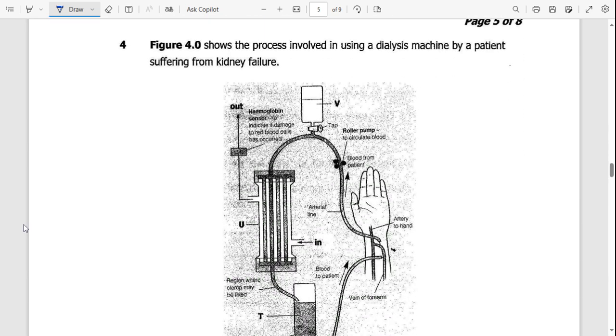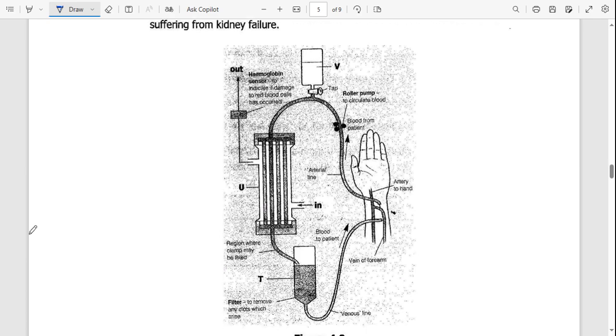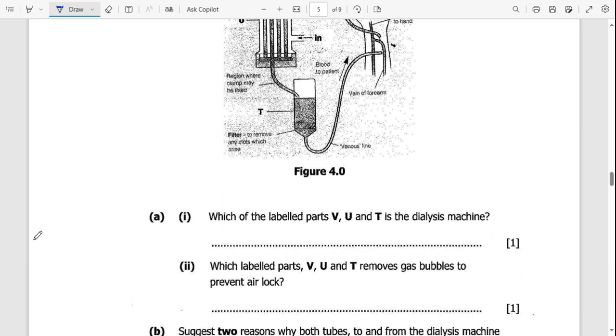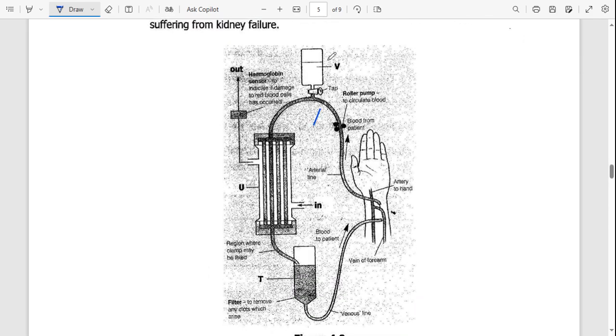Figure shows the process involved in using a dialysis machine by a patient suffering from kidney failure. Which of the labeled parts V, U, or T is a dialysis machine? This one is just there to remove air, right? And then this one is there to filter, to remove big things from blood. So you can see that the dialysis is actually connected.